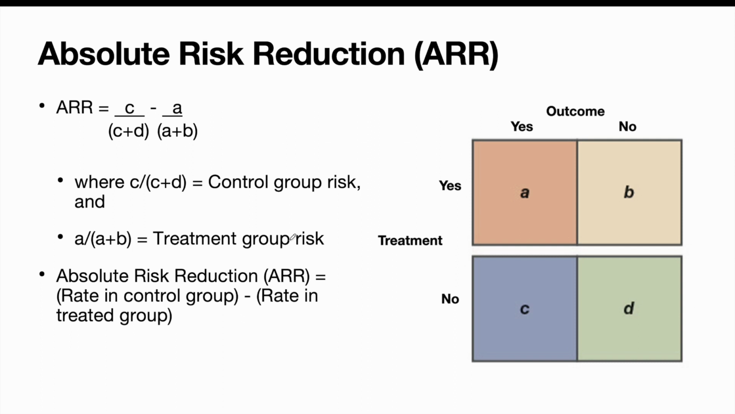When we talk about C over C plus D, we're talking about the control group risk. And when we're talking about A over A plus B, we're talking about the treatment group risk, right? So the treatment group risk would be A over whatever the total number is of people who did receive the treatment, A plus B. And when we're talking about the control group risk, these people did not receive the treatment. So we're talking about C over the entire number of people that did not receive treatment. So that would be C plus D. So basically we can say the absolute risk reduction is the rate in the control group minus the rate in the treated group.